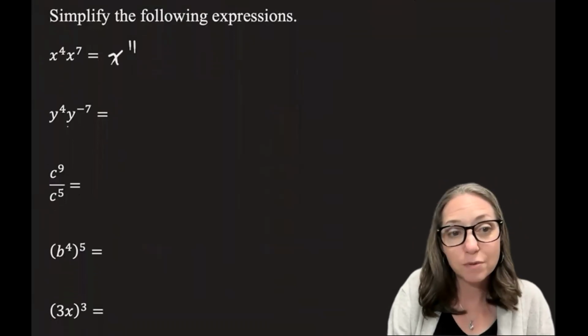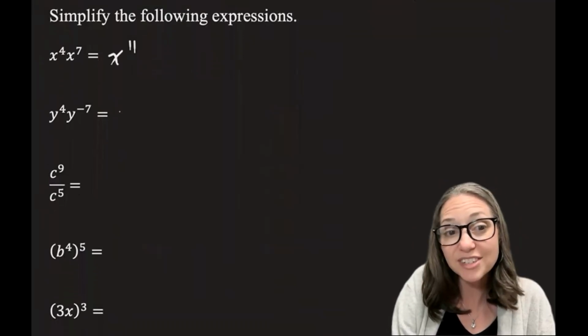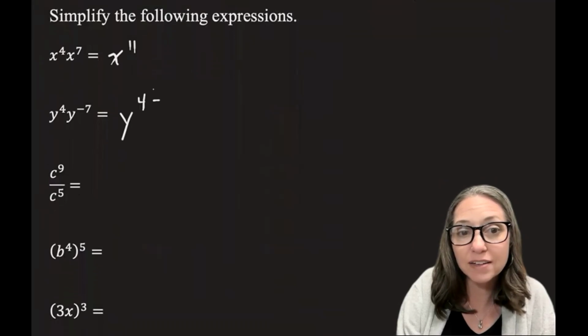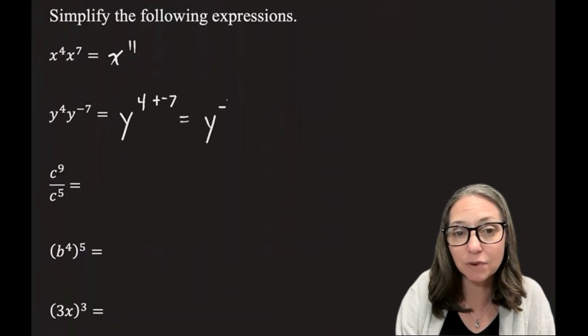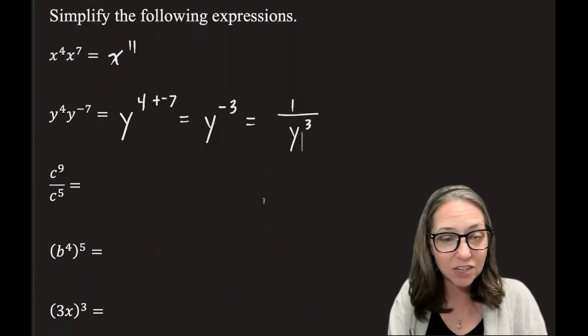Now here you have some choices, right? But y to the 4th times y to the negative 7. You can still just add the exponents and say, well, hey, that's equal to y to the power of 4 plus negative 7. Well, 4 plus negative 7 is negative 3. And y to the negative 3 is 1 over y to the positive 3. So that's a nice simplification there.